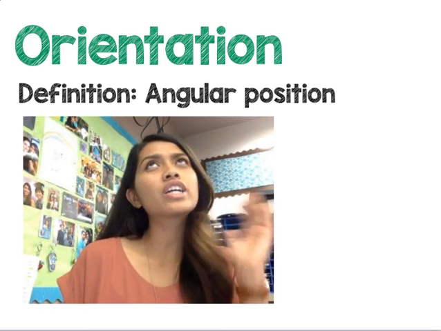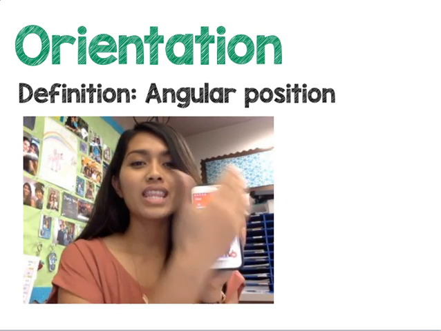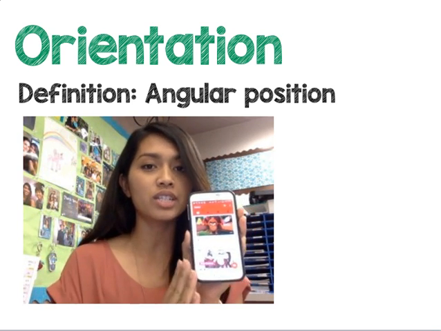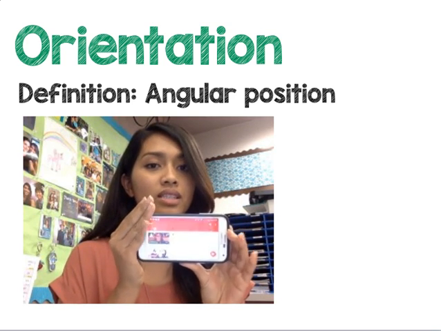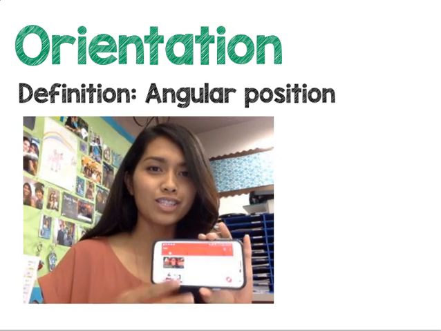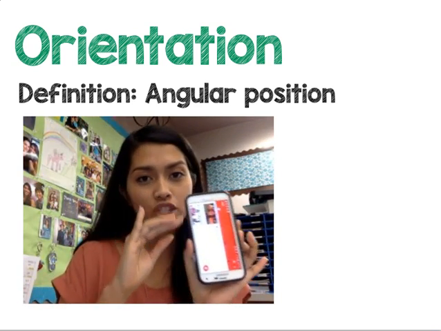Okay, so a good example I could think of is your phone. You all know your phone. This right here is often referred to as the portrait orientation. And then when you flip it sideways, it rotates, and this is often referred to as the landscape orientation. So when you're thinking of orientation, again, just think of its angular positioning.